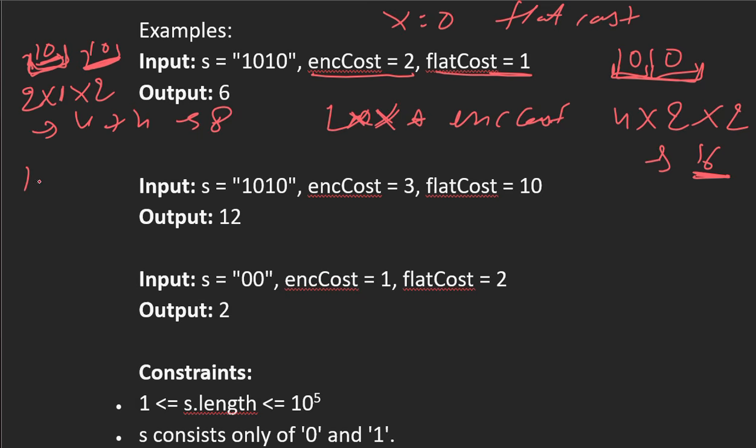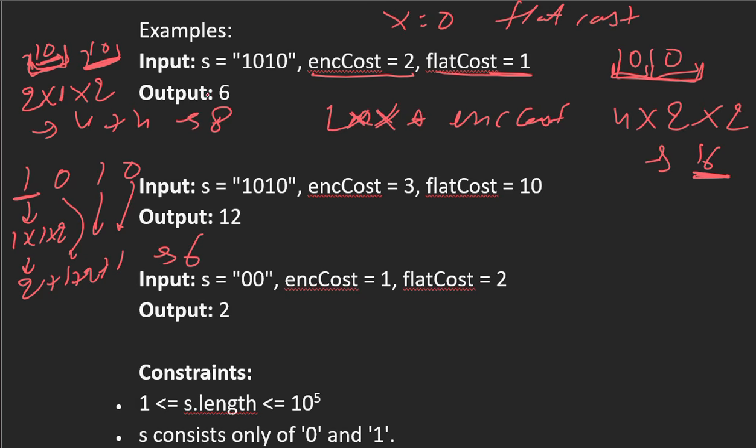If we further break, we get 1 and 0. From this we get 1 and 0. So what is the cost of this? The cost of this is: length is 1, number of ones is 1, and ENC cost 2, so we get 2. And for this we get directly 1. For this we get 2 and for this we get 1. So total cost is 6.